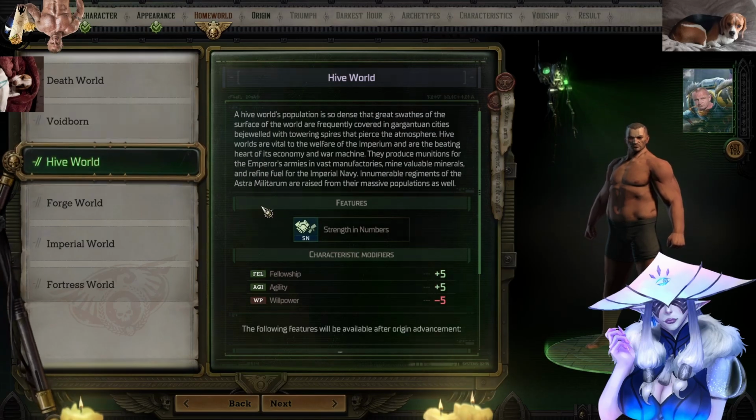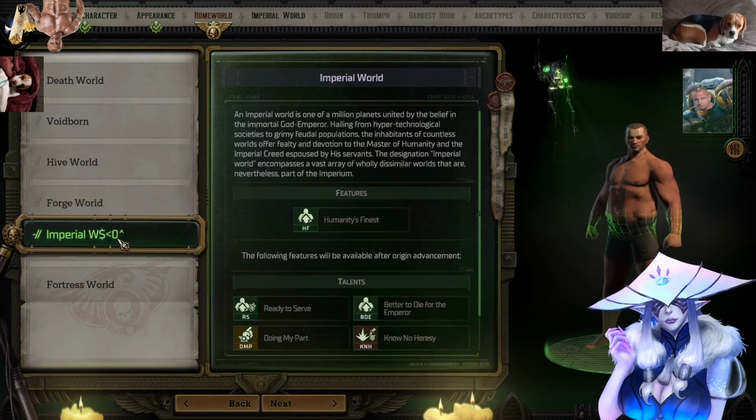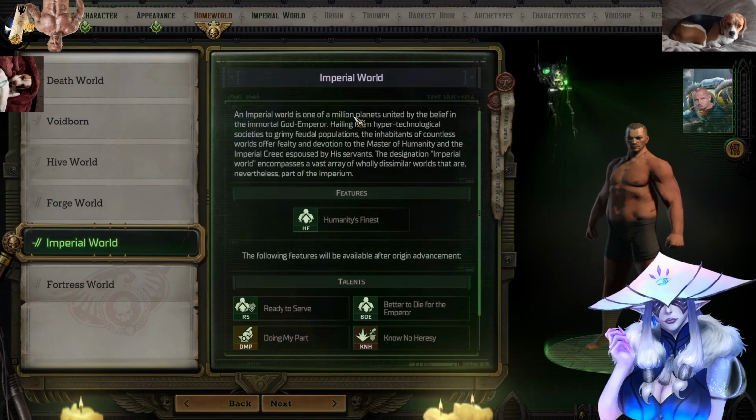No. A hive world's population is so dense that great swaths of the surface of the world are frequently covered in gargantuan cities bejeweled with towering spires that pierce the atmosphere. Fellowship, agility, well put in Forge World. Forge World is the domain of the Adeptus Mechanica. No. An Imperial World is one of a million planets where I believe in the immortal God Emperor.